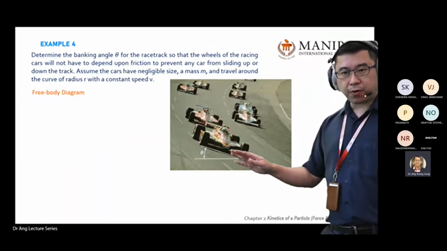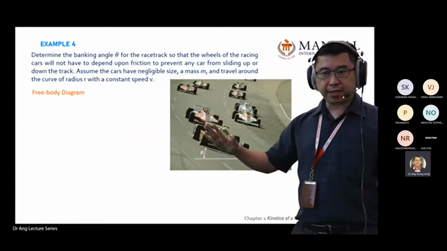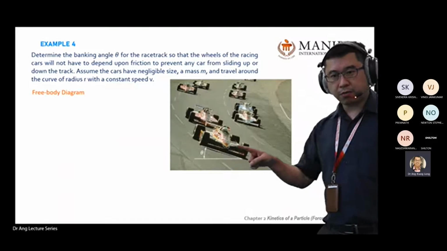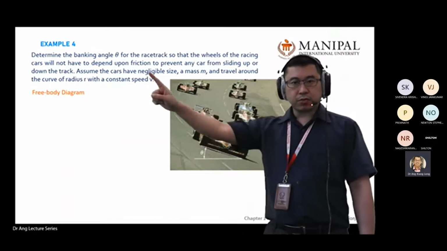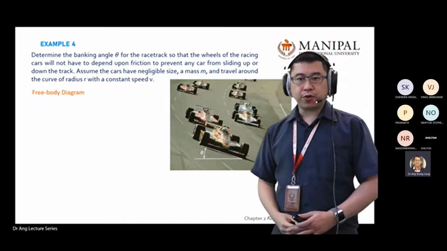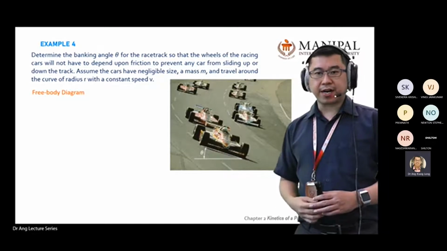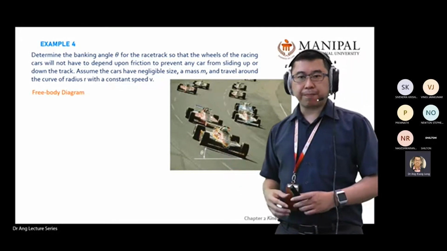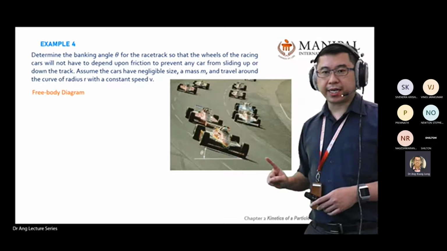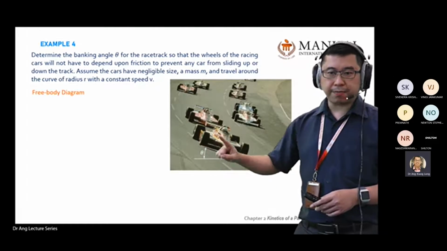track for this category of tournament, the racetrack is slanted at a certain angle as the vehicle moves along the path. So this question asks you to determine the banking angle of the racetrack so that the wheels of the racing car will not have to depend upon friction to prevent the car from sliding up or sliding down. So you need to determine this angle so that the car will not slip up and will not slip down.